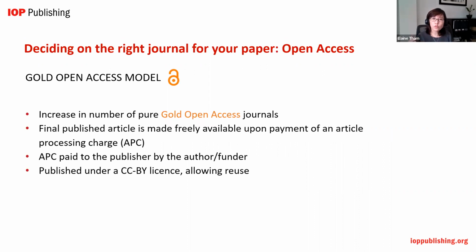Increasingly, there are more and more fully gold open access journals. For gold open access, the final published article is made freely available upon the payment of an article processing charge, or what is known as the APC. APCs are paid to the publisher, by the author, or sometimes the funder. And typically, the article is then published under a CC BY license, which allows reuse of the article for both commercial and non-commercial purposes, subject to proper attribution. In most cases, the copyright here is retained by the author.